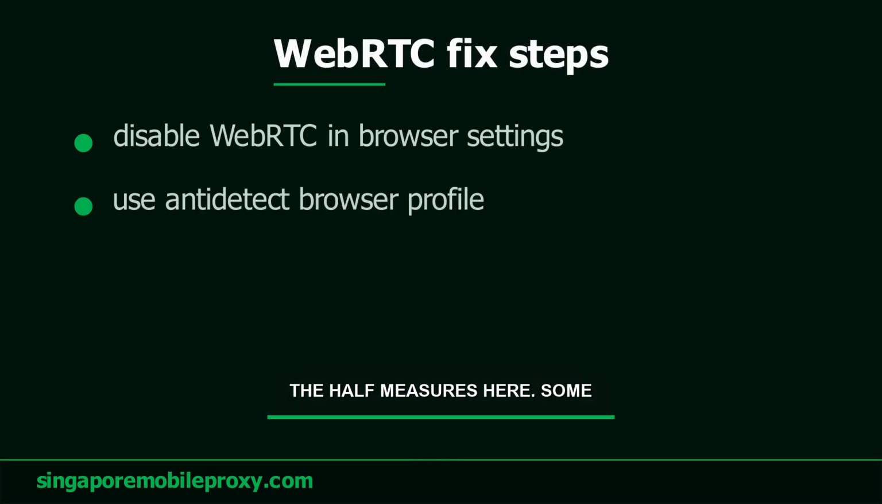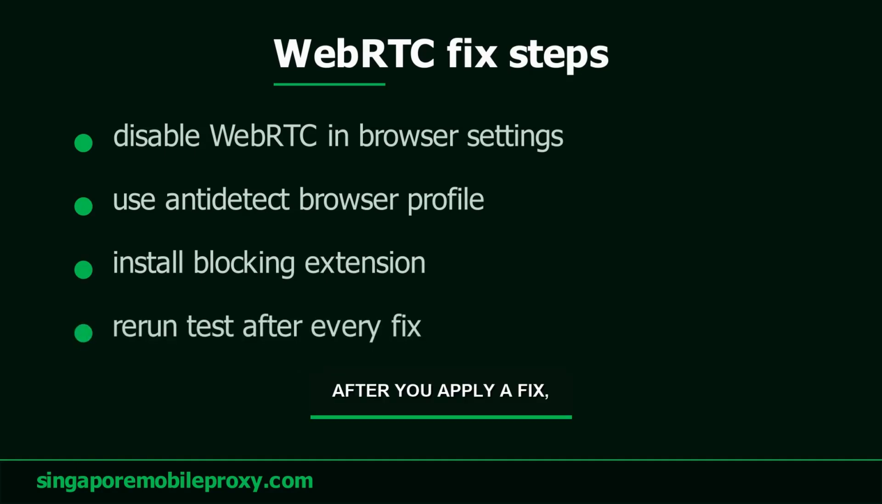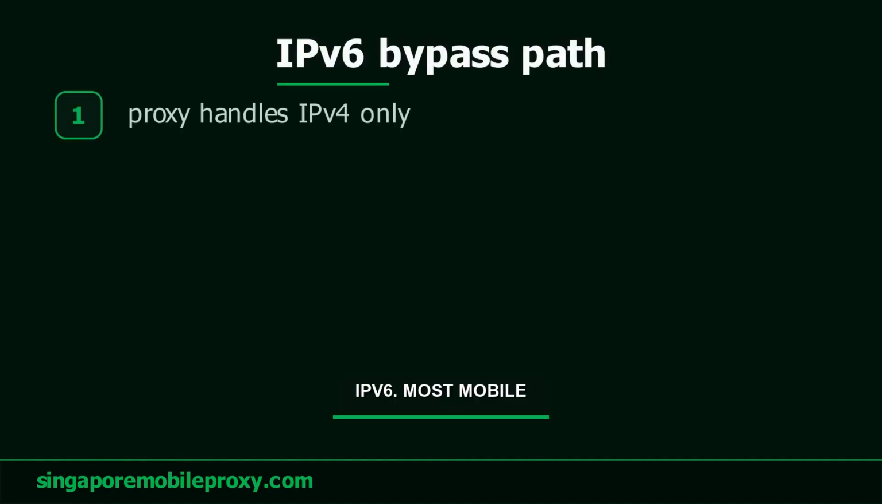Be careful with the half measures here. Some extensions only hide the local address and leave the public one exposed, which gives you a false sense of safety. After you apply a fix, always rerun the test and read the public line specifically, not just the overall green checkmark. Then there is the one almost nobody checks, IPv6.